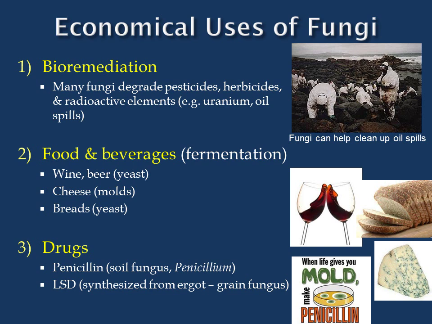Drugs, so penicillin comes from the soil fungus Penicillium. And then LSD, which is an illegal drug but can be used for some types of research. That's synthesized from an ergot, which is a grain fungus. So we can see some pictures off to the right. We can use fungus to help clean up oil spills. We get wine from it, bread, penicillin, and cheese comes from molds.